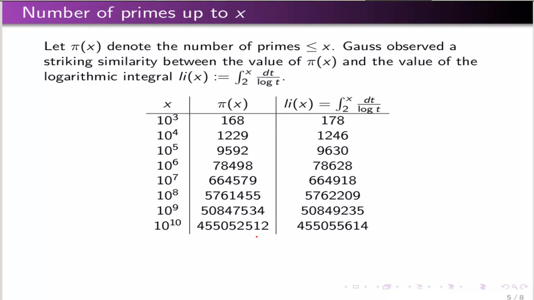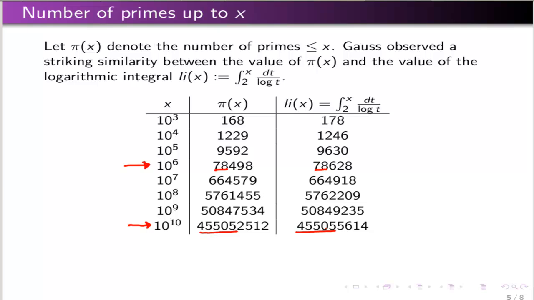And you can see the striking resemblance between these two quantities. So up to 1 million, let's say, there are exactly 78,498 primes, and the logarithmic integral is 78,628. So you have agreement to 2 places. If we go up to this final value in the table, which is 10 billion, the exact number of primes, 455,052,512, has agreement with this logarithmic integral to 5 decimal places.